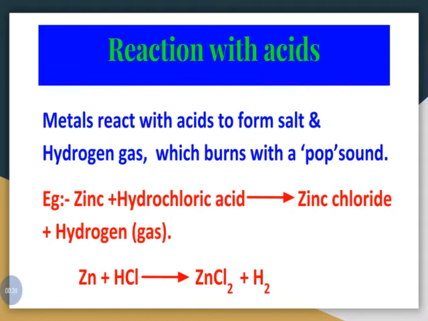So, metals react with acids to form salt and hydrogen gas. You can see one example there. Zinc reacts with hydrochloric acid to form zinc chloride and hydrogen gas. Depending on the acid or the metal we use, the name of the salt changes. But the formation of hydrogen gas is common. You can see the chemical formulas also there.